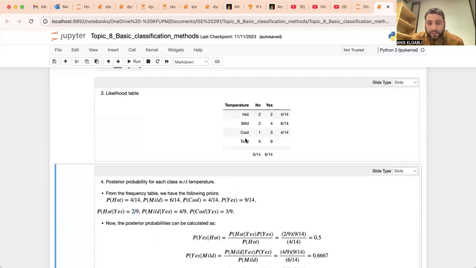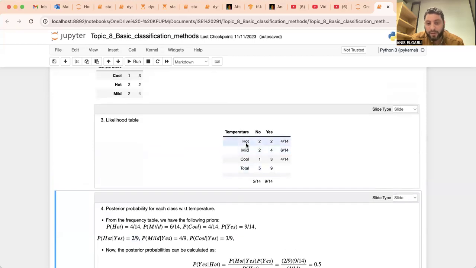One thing is left. What's the probability of hot? What are the different choices? We have 4 samples where the temperature was hot, 6 samples where the temperature was mild, and 4 samples where the temperature was cool.